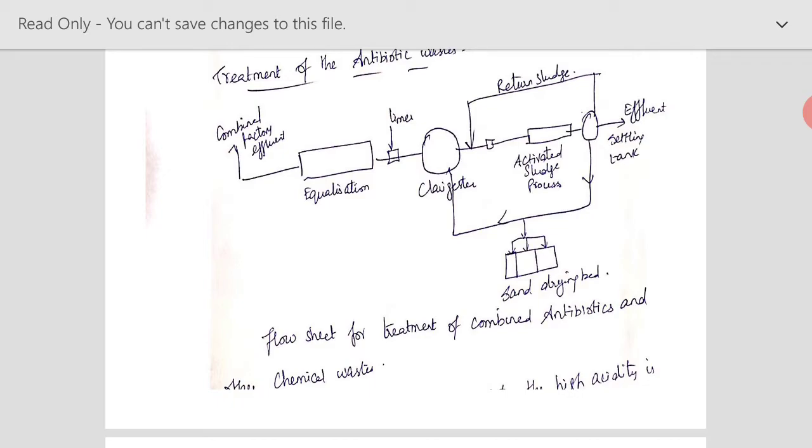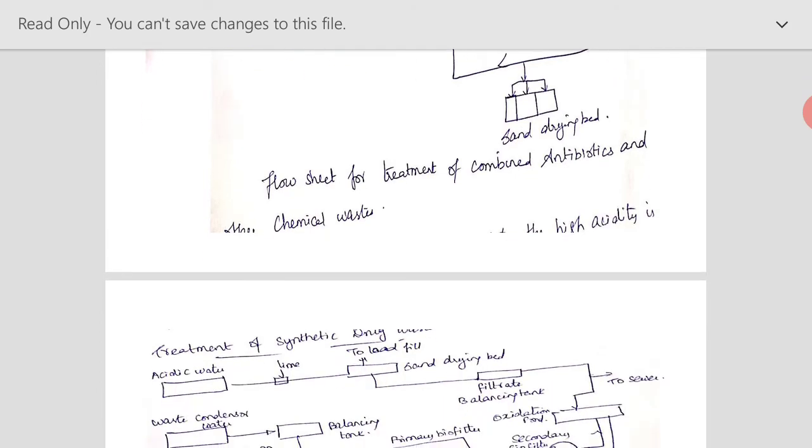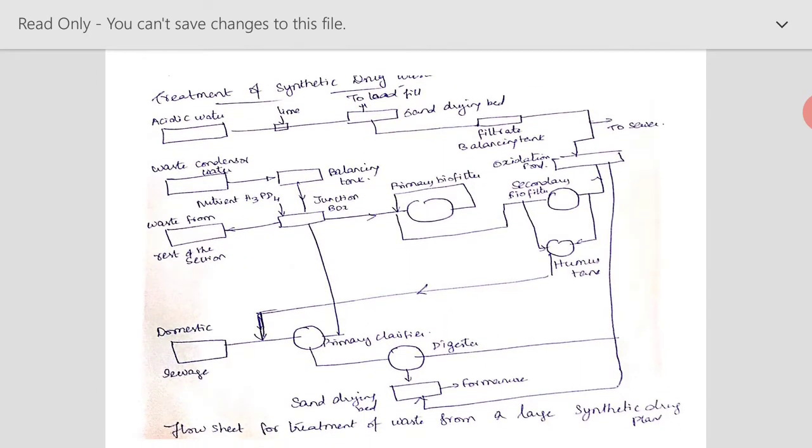And finally, the effluent which has been treated will be disposed of, while the sludge from the top water settled in the clarifier as well as the settling tank will be taken to the sand drying beds, and from there it will be discharged. So this is the simple treatment of your antibiotic waste. And this one shows you the treatment of your synthetic waste.